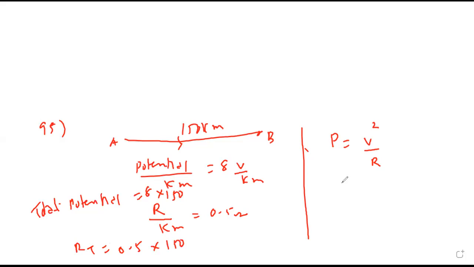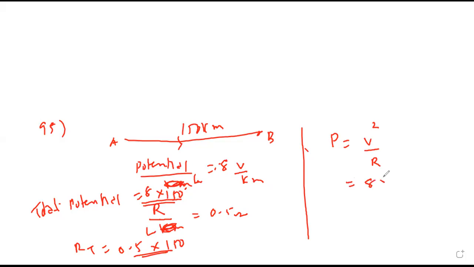नहीं समझा? Potential per kilometer is 8. So 8 into kilometer, total kilometer will give you this answer. Same way total resistance. Per kilometer means per unit length given ना. So potential per unit length given 8. 8 into length is total potential. Same way resistance per unit length is 0.5, into 150 is total.